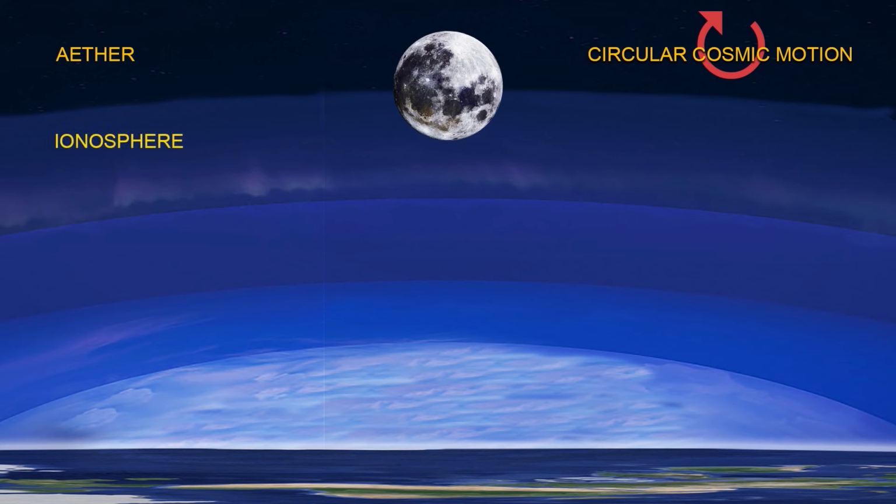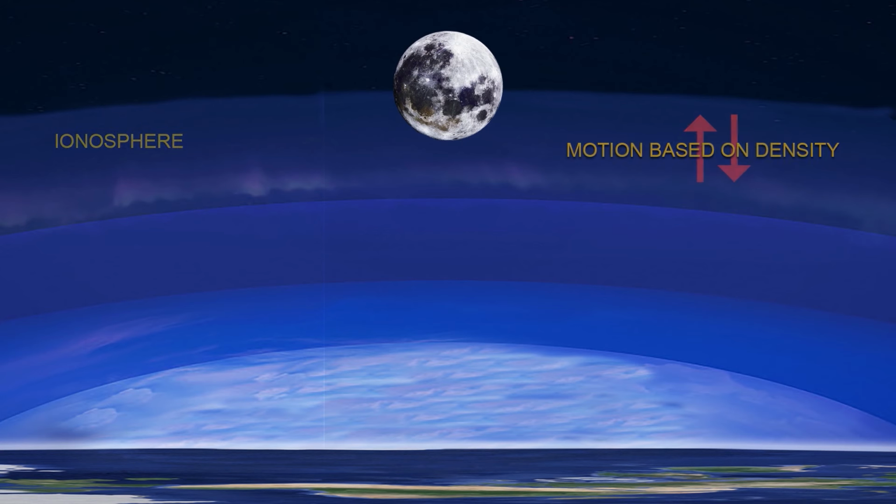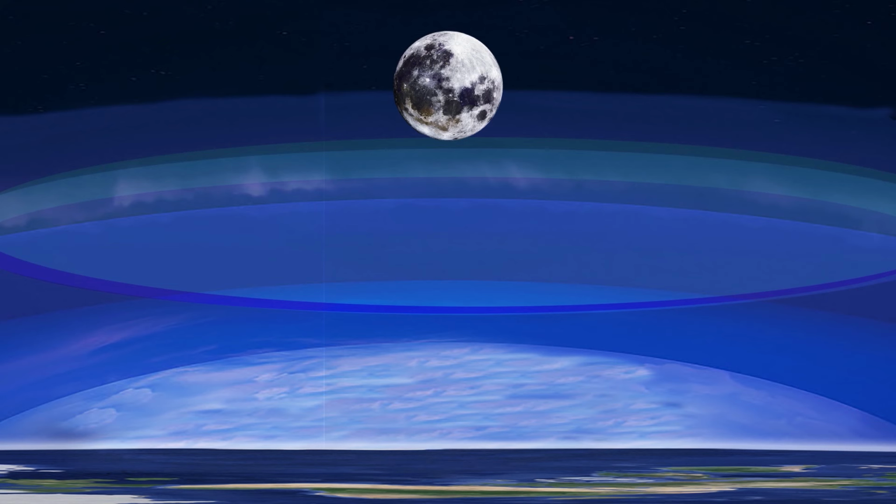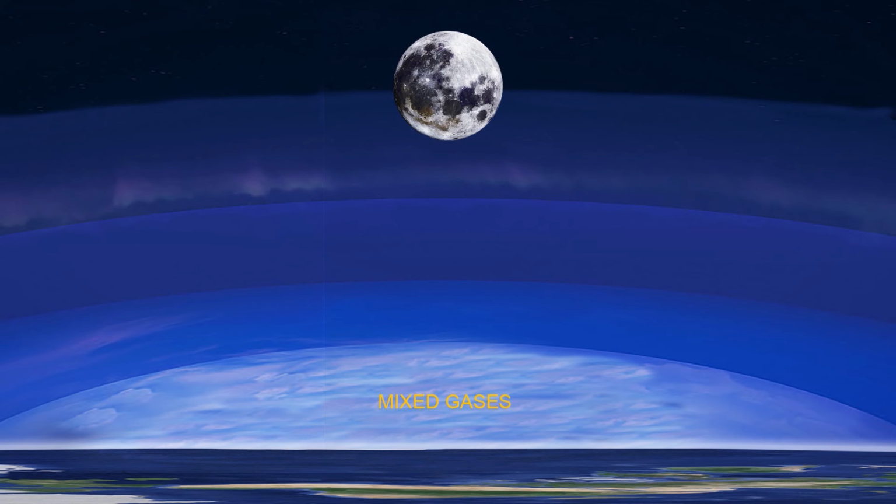This movement also affects the upper layers of the ionosphere, which also moves with currents in the same direction, rotating with magnetic north as its center, creating currents of ionized air at these levels. Movement in the sublunar region in the atmosphere is according to density, with the thinner going up and the dense going down. In the ionosphere, the gases are in layers, while from the stratosphere and below, the heavier gases are mixed.